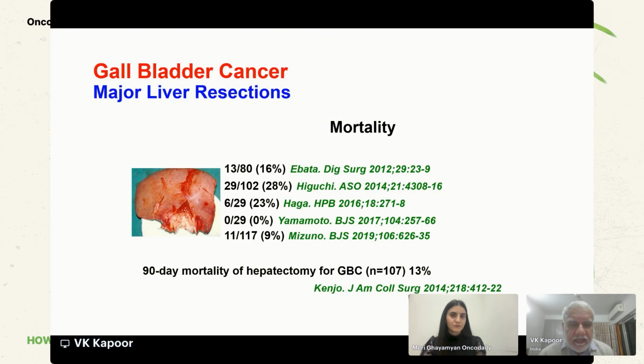And the 90-day mortality in a very recent report is almost 13%. Surprisingly, the mortality of liver resection for HCC is not that high. And this is because of the difference in the biology of the two cancers.